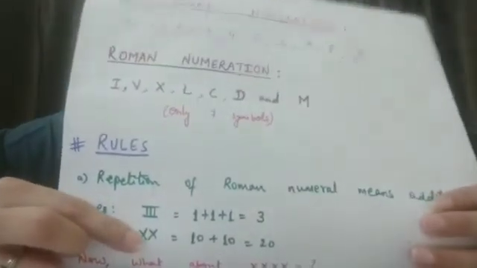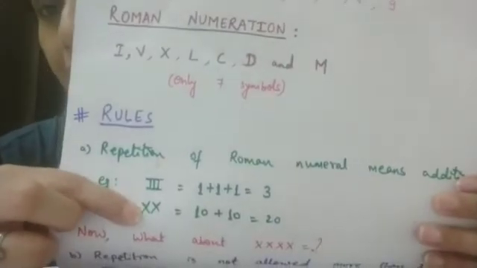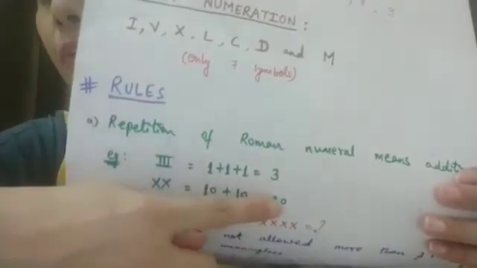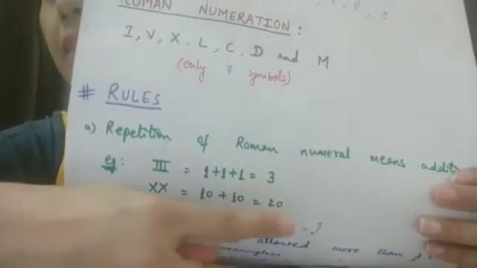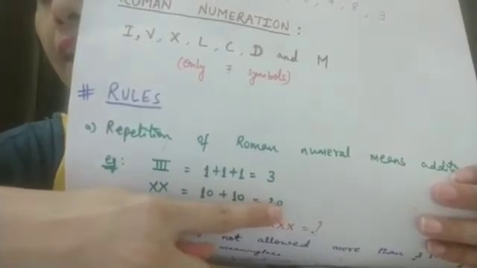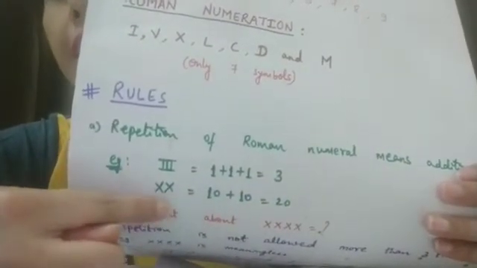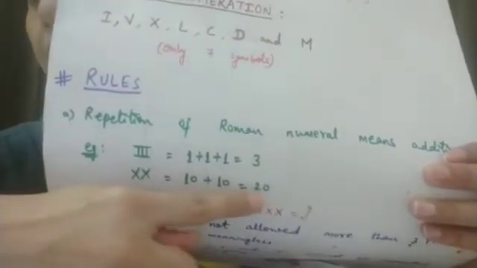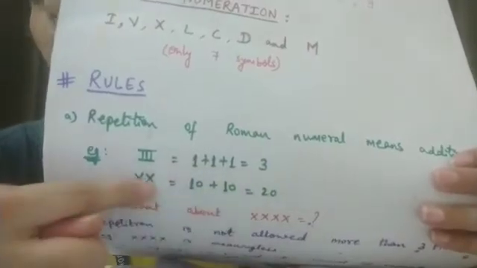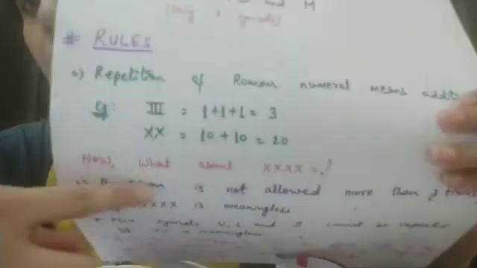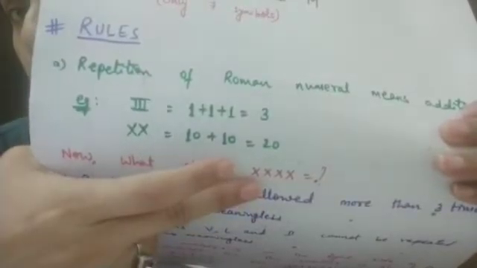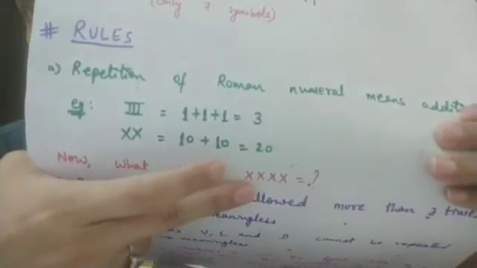Now let's take another example, XX. One X means 10, the other X also means 10. So we add 10 and 10, we get 20. So XX represents 20. Similarly, XXX is 10 plus 10 plus 10, that means 30. What about 4 times X? Is it valid or not?